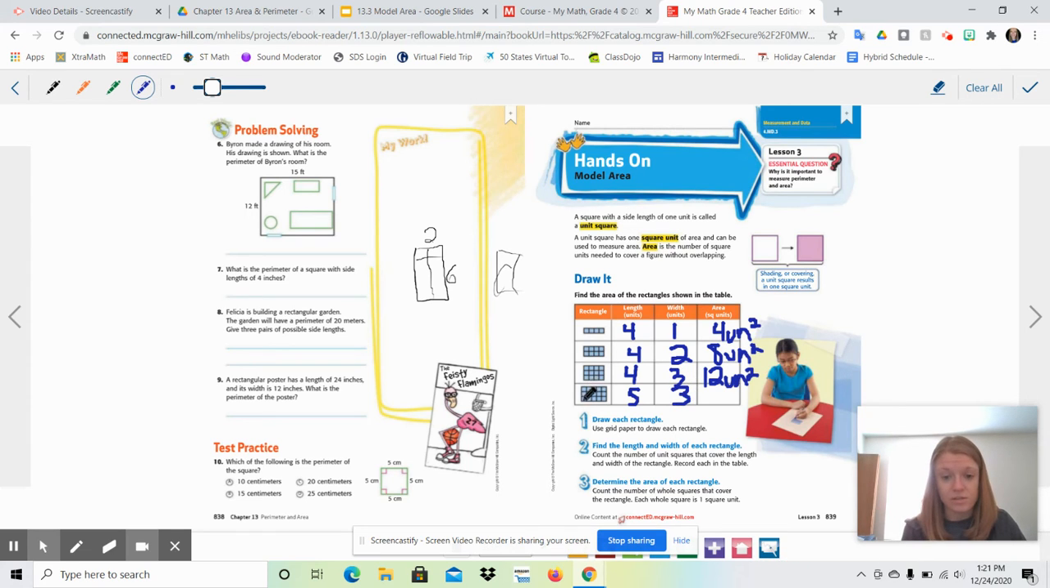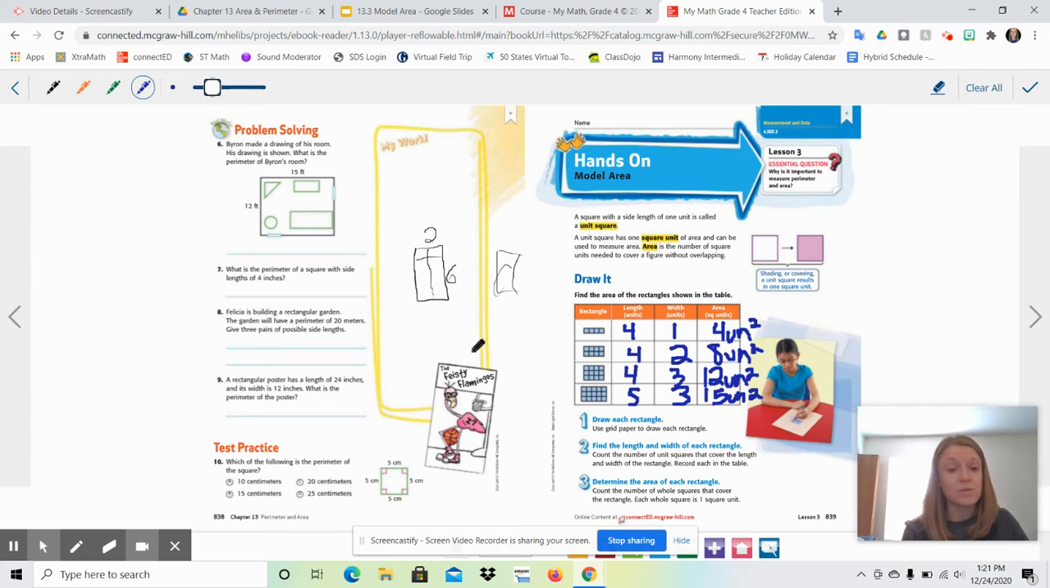Okay, now we're going to count all these. 1, 2, 3, 4, 5, 6, 7, 8, 9, 10, 11, 12, 13, 14, 15. 15 square units. Now, what I want us to do is kind of look at the data that we collected and to see if we can figure out anything that goes with this.